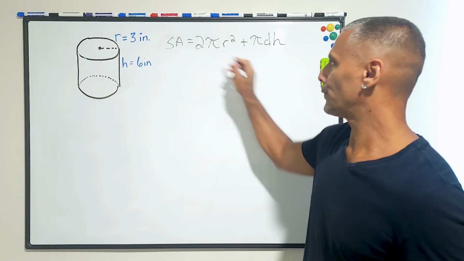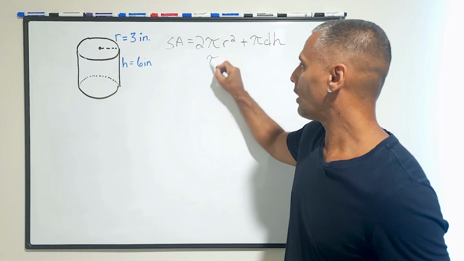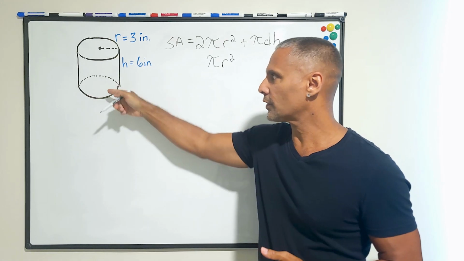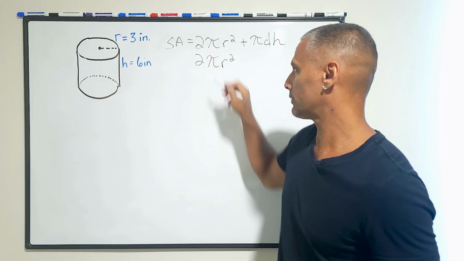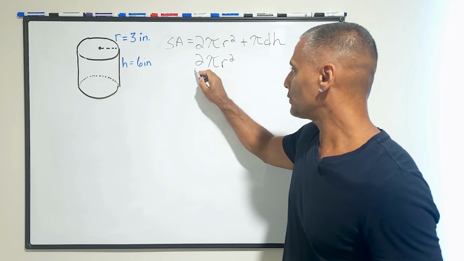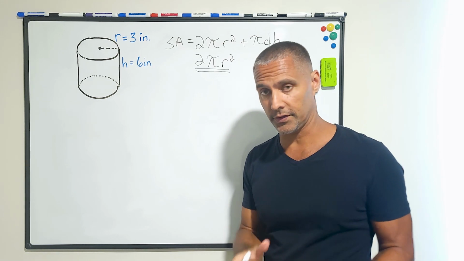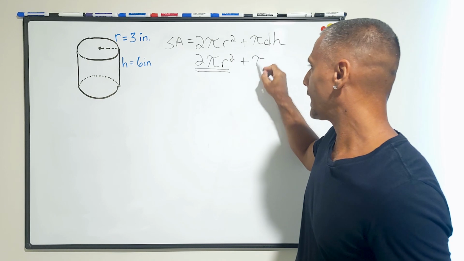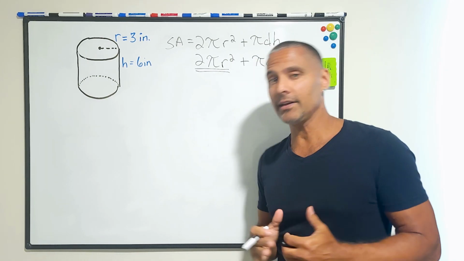Now, let's start with the first part of our equation, 2 pi r squared. Pi r squared is how you find the area of one circle. And because these circles have an equivalent area, we just double whatever that is. This part of our formula represents the total area of the two circular surfaces. The other part of our formula, pi dh, gives us the area of our rectangular surface.